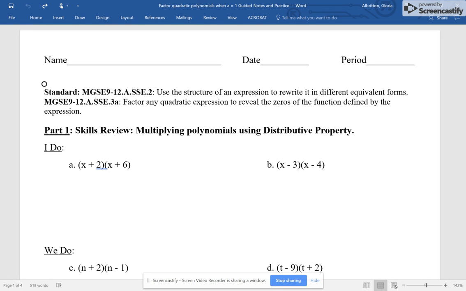Today we're going to continue factoring polynomials. So far we factored polynomials that had a greatest common factor, or GCF. But what happens in cases where the polynomial has a GCF of 1? Today we will focus on factoring trinomials whose A value equals 1.